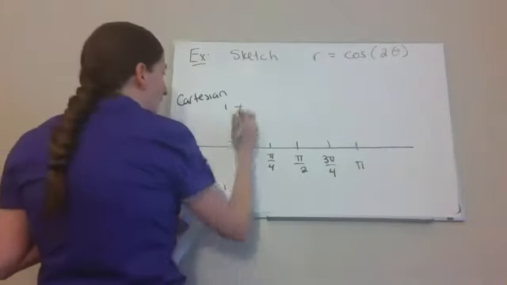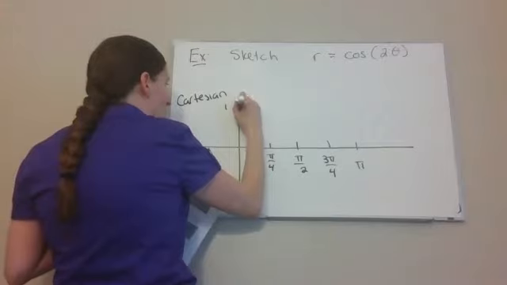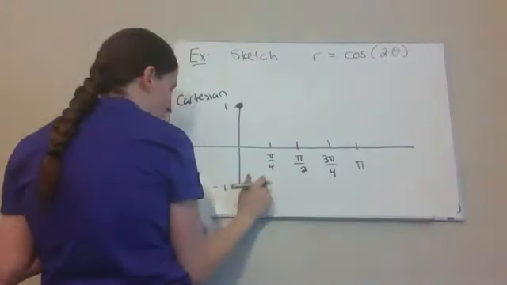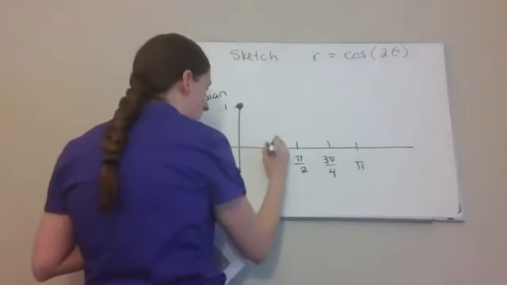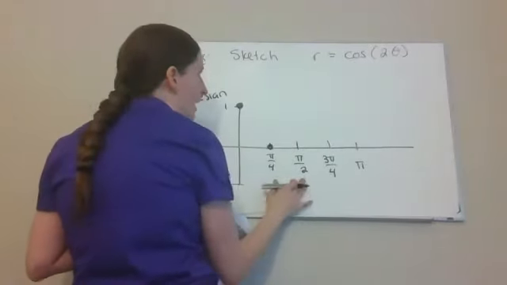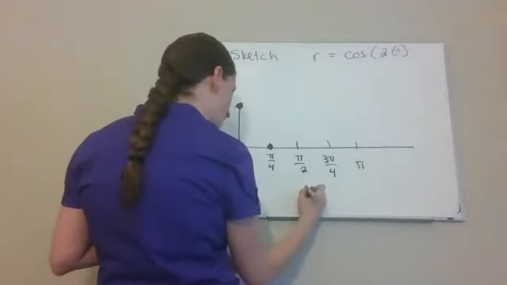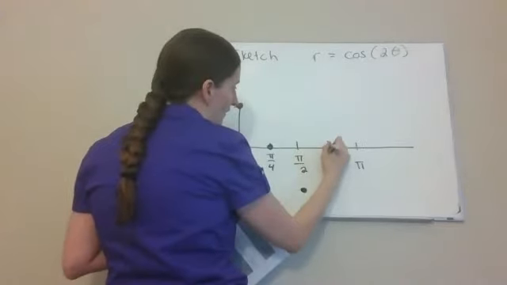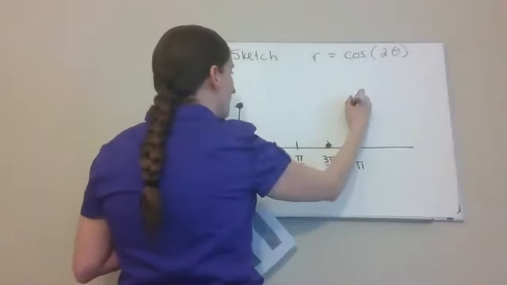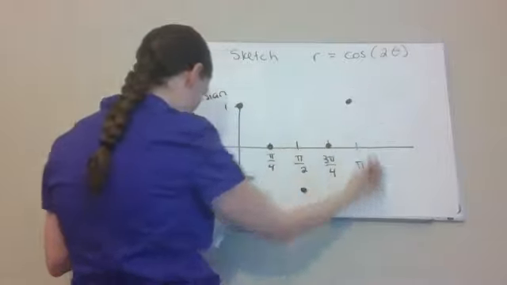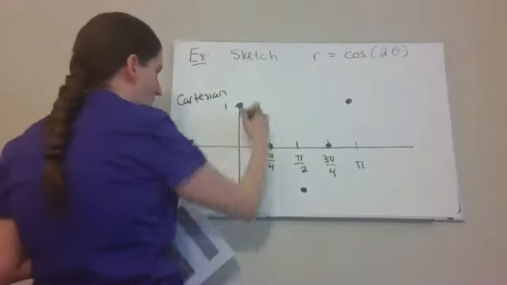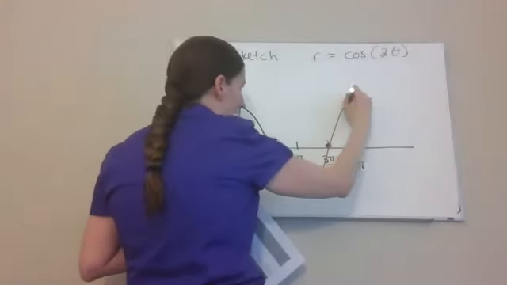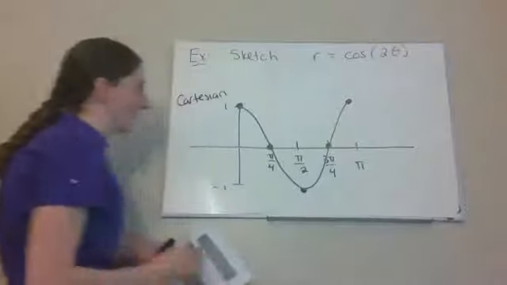When my angle is 0, I'm starting up here at 1. At pi over 4, I get cosine of pi over 2, which is 0. At pi over 2, I get cosine of pi, which is -1. Then I'm going to get back to 0, back up here at 1. And if I continue this all the way through 2 pi, it would keep repeating and look exactly the same from there.